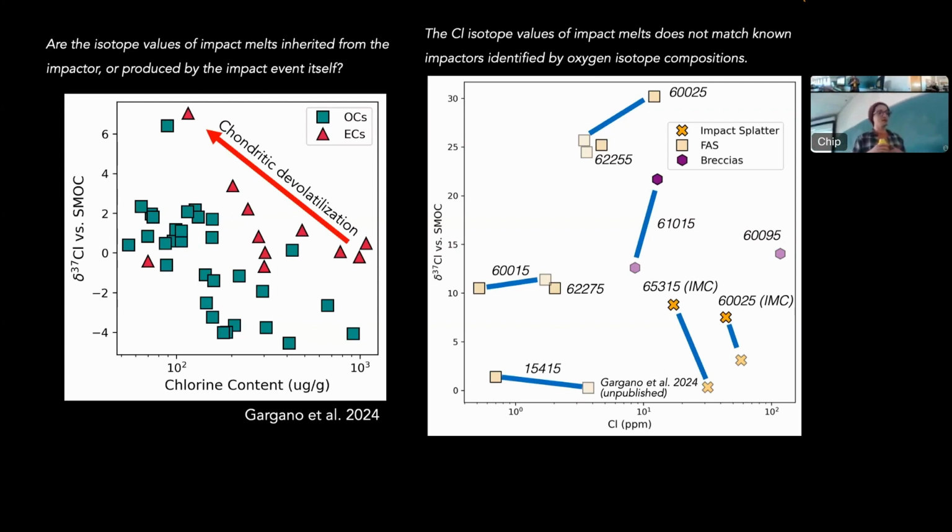And what I want to key in here is saying that if we compare the impactor components relative to the impact melt coats here, we can see that these are distinct. So the fact that they don't match means that we have a fractionation occurring due to the impact process itself.